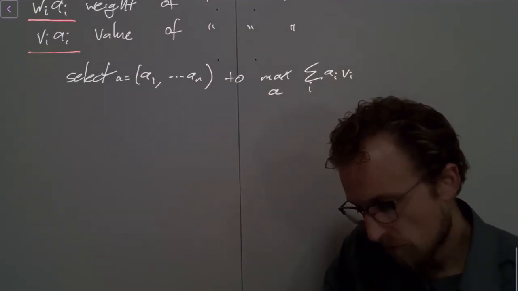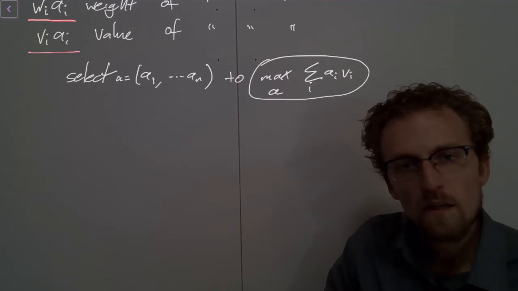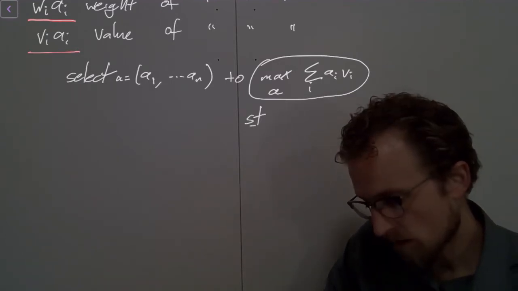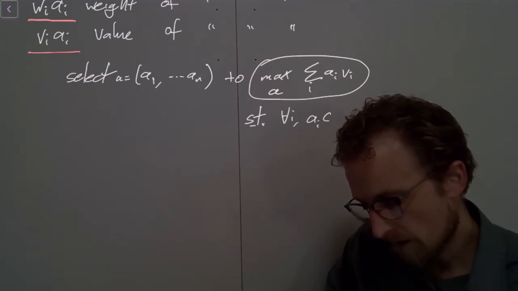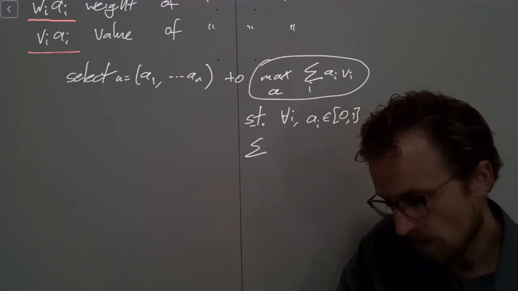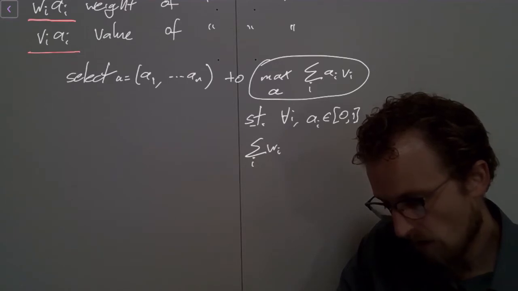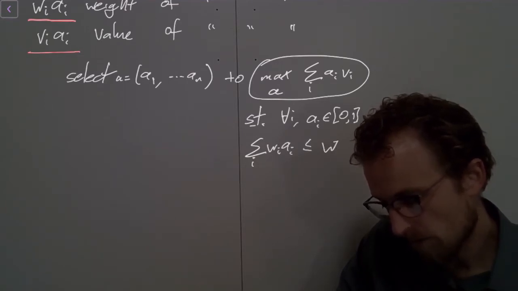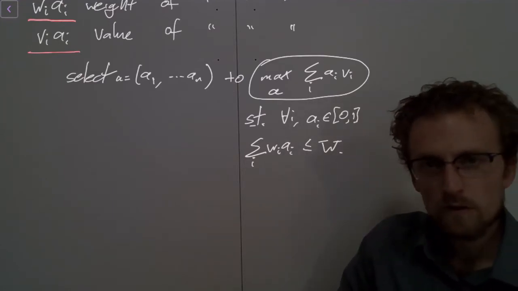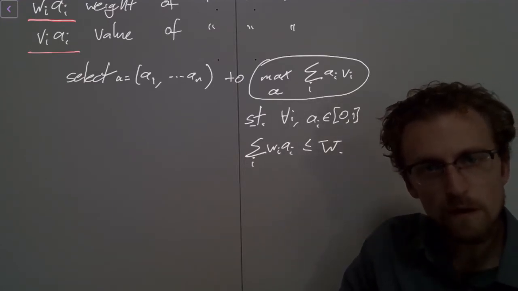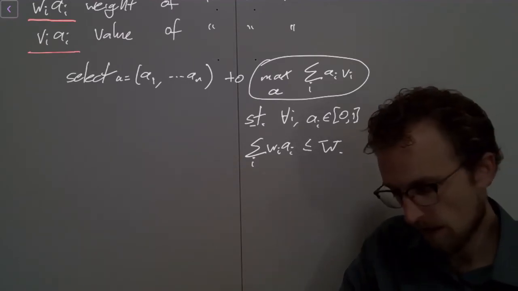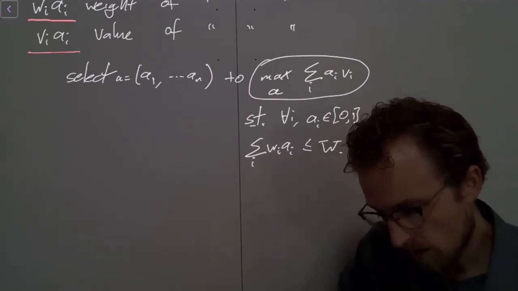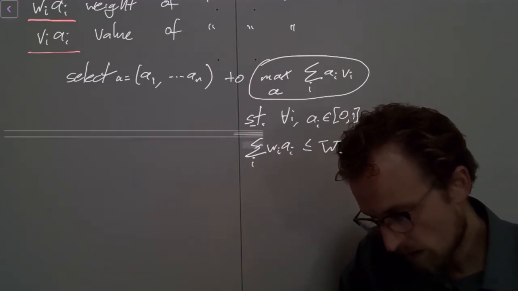So my objective is to maximize this subject to the constraints. For all I, AI is between 0 and 1, and also the sum over all I of WI AI is less than or equal to the total capacity of the bag. There's my optimization problem. I'm maximizing over these length n tuples subject to the following constraints. There's one more actually, I want to make sure that it's in here.